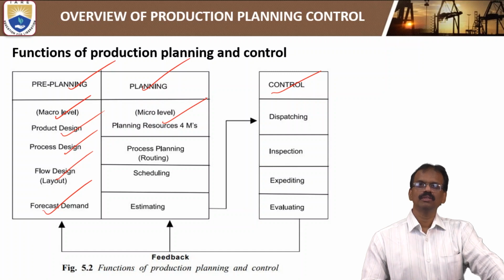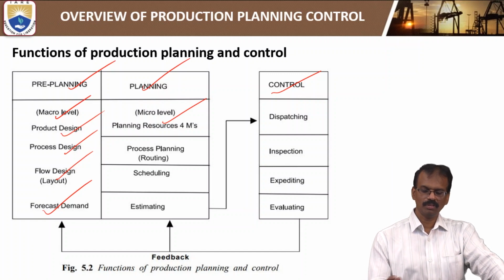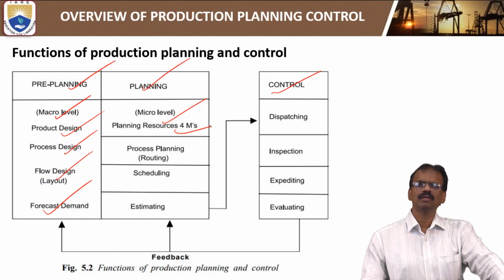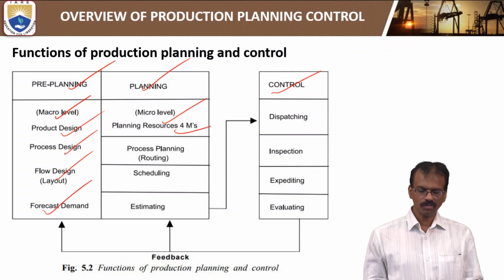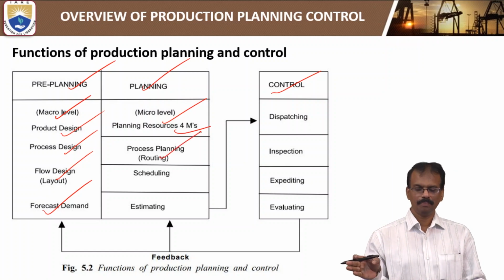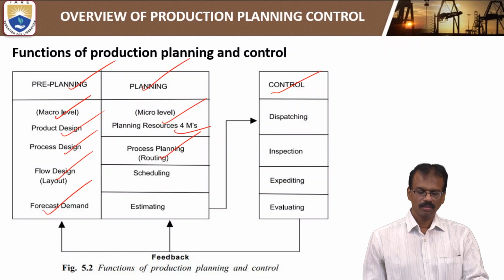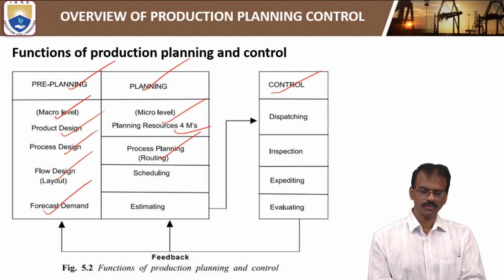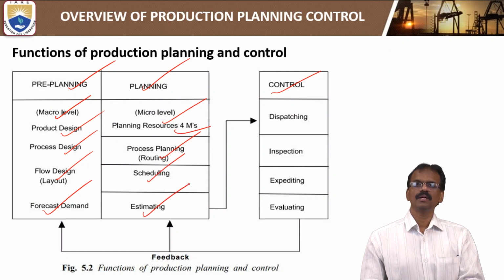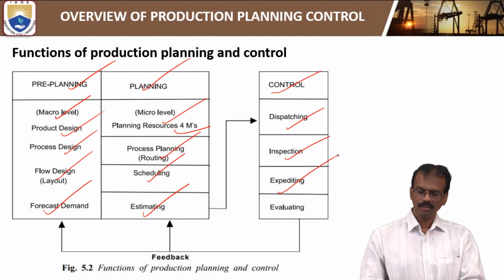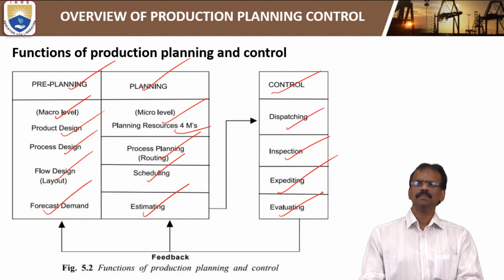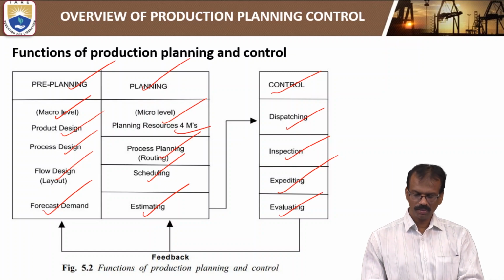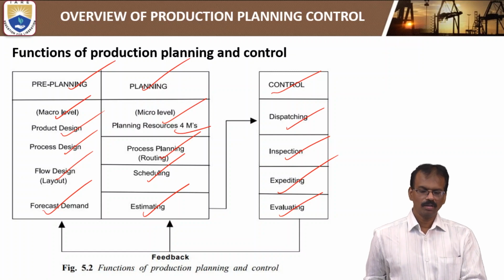Next to the planning, this is the micro level, detailed scheduling. For the utilization of resources, we'll see the 4Ms, and the importance of the detailed planning. Next, process planning, routing of the processing, and assigning the ordering of the method operations. Next, scheduling, estimating. All these things we will discuss one by one. In control, we will see dispatching, inspection, expediting. The evaluation and inspection is very important for the present work and future work also. We'll see the functions one by one.